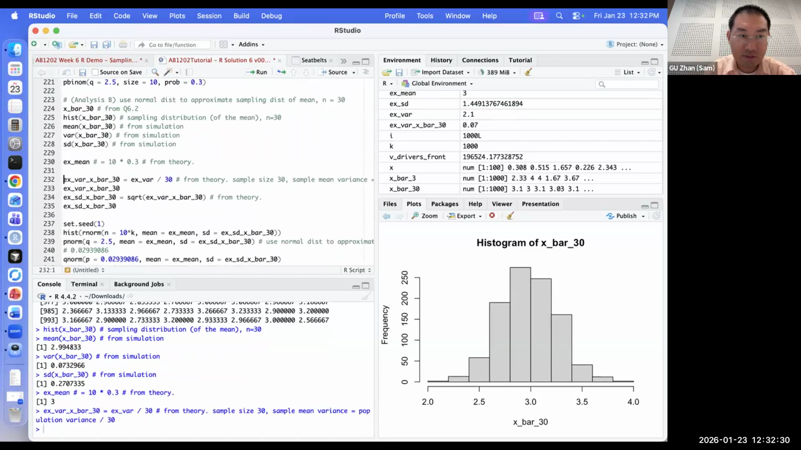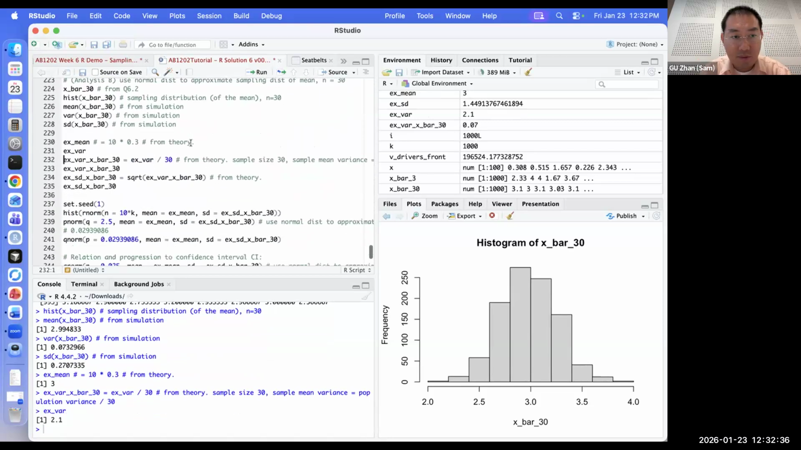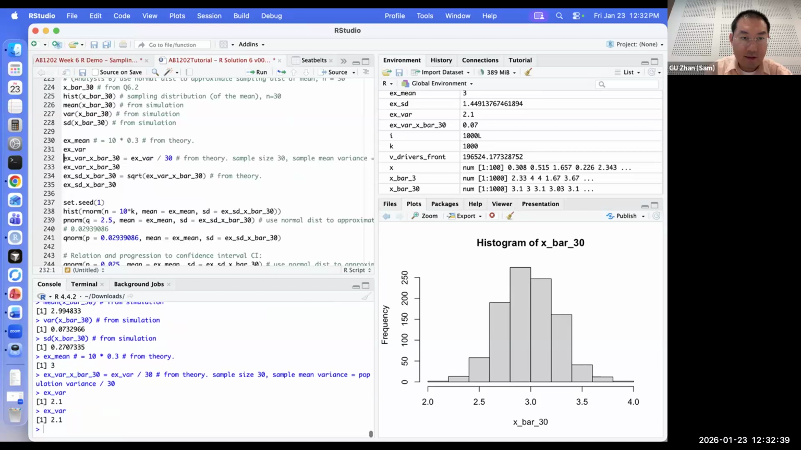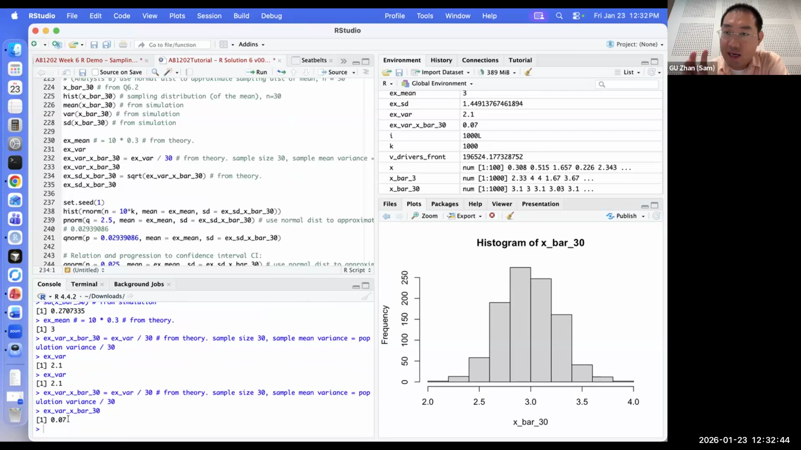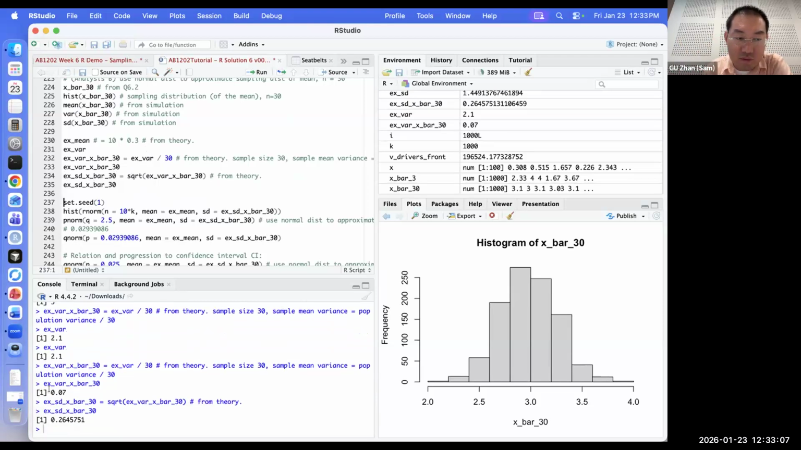Let's have a look at the population variance that we calculated earlier. It should be 2.1. Population variance is 2.1, right? Then use 2.1 divided by 30. So this is the theoretical variance of the sampling distribution of the mean when n equals 30. Then the theoretical standard deviation is the square root of 0.07, which is 0.2645.